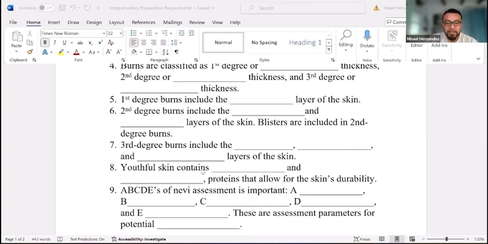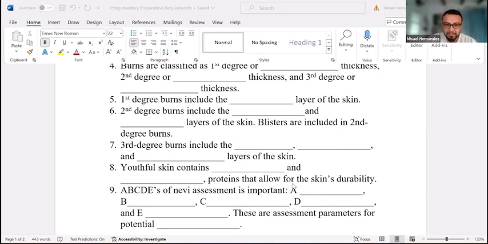Number eight, youthful skin contains blank and blank, proteins that allow for the skin's durability. Number nine, A, B, C, D, E's of Nevi assessment is important. A, blank. So these are the letters that correspond with what you should do, right?